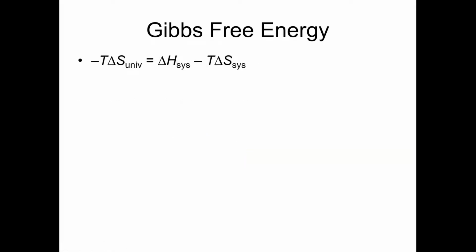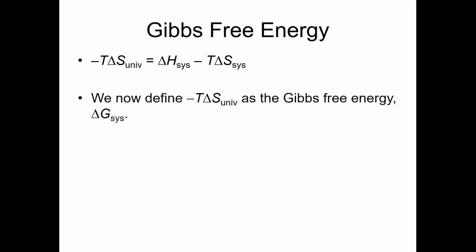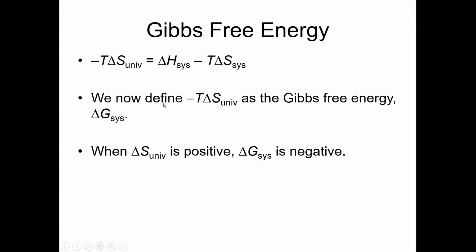Okay, so now we're going to pick up with that equation, and we're simply going to define negative T delta S of the universe as the Gibbs free energy, which we symbolize as delta G of the system. And so therefore, delta G of the system is equal to delta H of the system minus T delta S of the system.